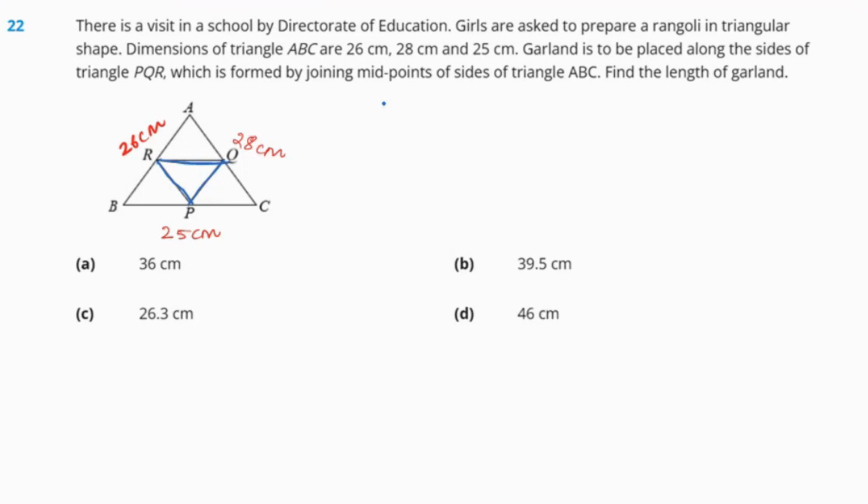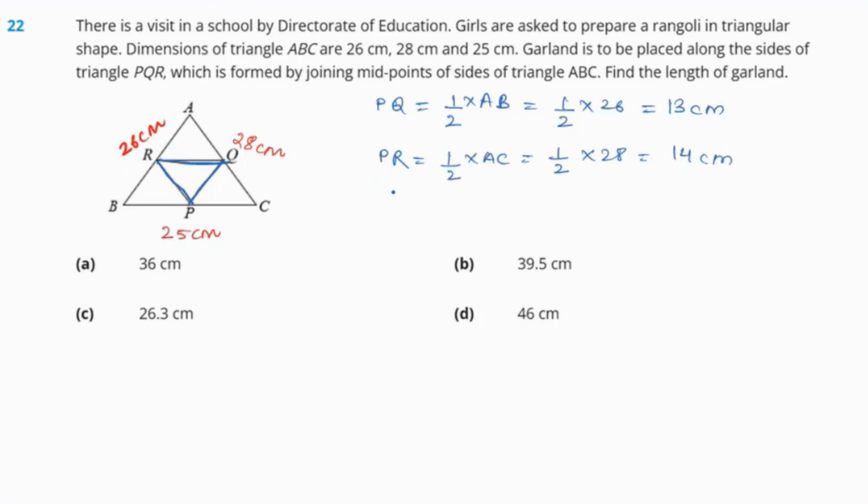Now to figure out the length of PQ, we know that AB is equal to 26. So PQ needs to be half of AB. PQ needs to be half of 26, and we will be getting 13 centimeter. Similarly, for the length of PR, PR should be half of AC. So it needs to be half of 28, that gives us 14 centimeter.